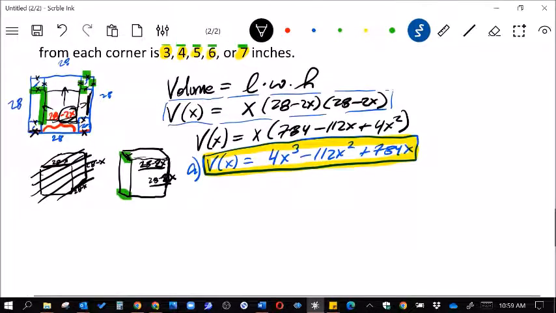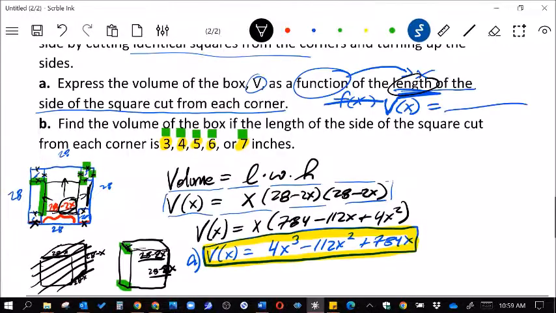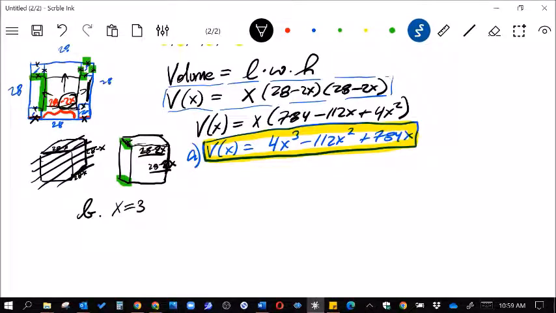Okay, let's look at what B is. For B, what we need to do is to use each of those things. So first, when the amount that you cut out is 3 inches, okay? So what that means is that the volume, when you're using 3, is 3 times 28 minus 2 times 3 times 28 minus 2 times 3. Well, that's easy enough to do practically in your head.